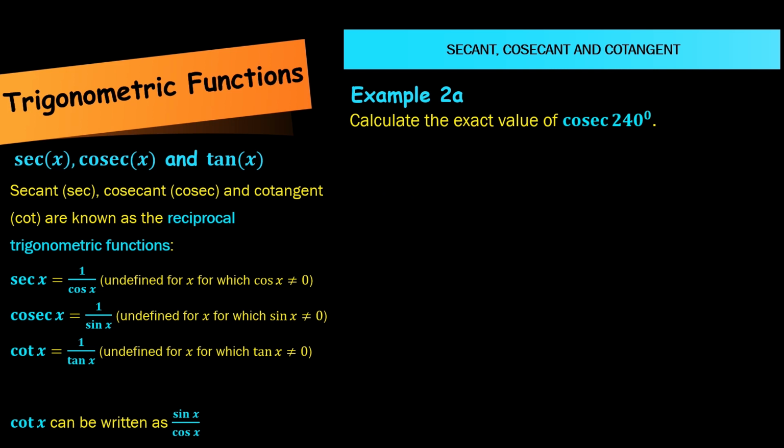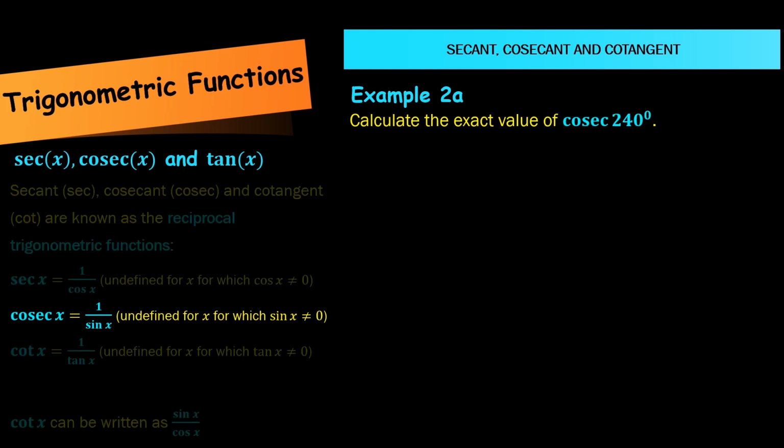So let's take a look at part A first. We are required to calculate the exact value of cosec 240 degrees. Cosec x equals 1 over sine x. So if we plug in x equal to 240 degrees into this definition, we obtain that cosec 240 degrees equals 1 over sine 240 degrees.